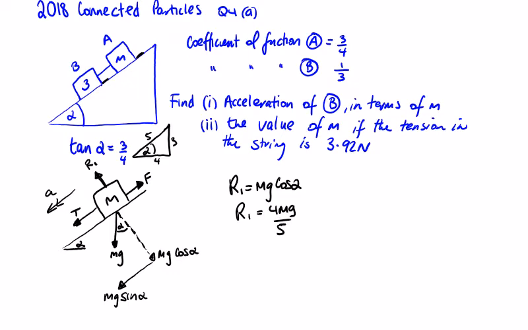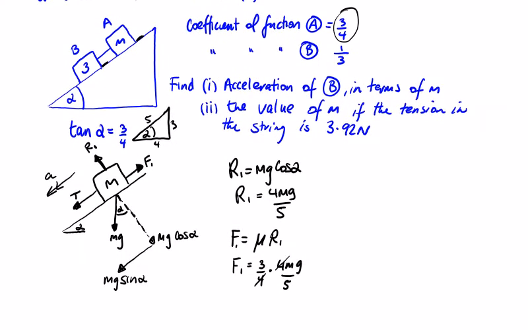We also have F is equal to mu R, where mu is the coefficient of friction, or mu R1 in this case. We'll call this one F1, as we're going to have two different ones. So my F1 becomes, jump up, what was A? Block A was 3/4. So 3/4 times 4mg/5. And the 4s cancel, and we're left with F1 being 3mg/5.